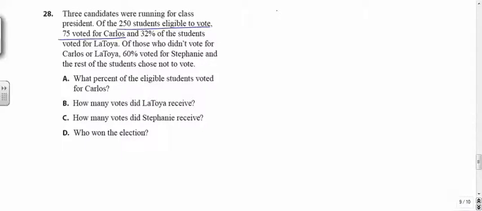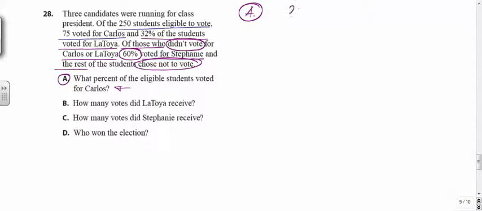And 32% of the students voted for Latoya. Of those who didn't vote for Carlos or Latoya, 60% of them voted for Stephanie, and the rest of the students chose not to vote. The rest did not vote. A. What percent of the eligible students voted for Carlos? First question. Let's do that first.